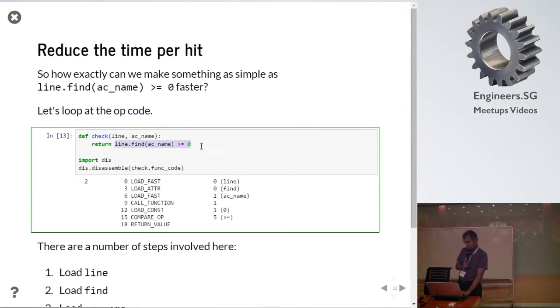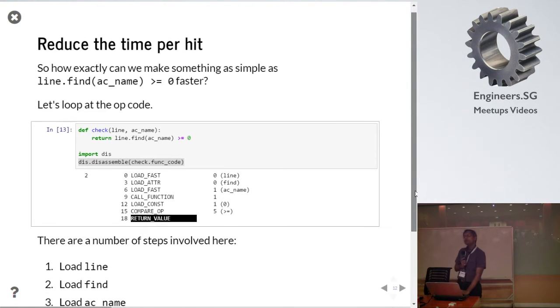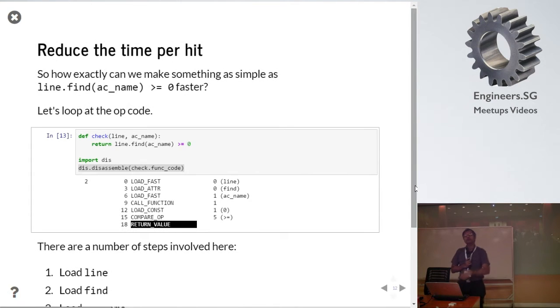And inside this, we're going to use the same piece of code that we saw in the previous slide, do a find. Now, the disassemble module gives us the bytecode. What it's doing here is loading line, loading find, and loading assembly constituency name. So it gets all of those into the working memory and then calls a certain function, which loads a constant, which is zero, and runs a compare operation, and then returns a value. So that's a reasonably large number of things to do when you're executing something like find, right?